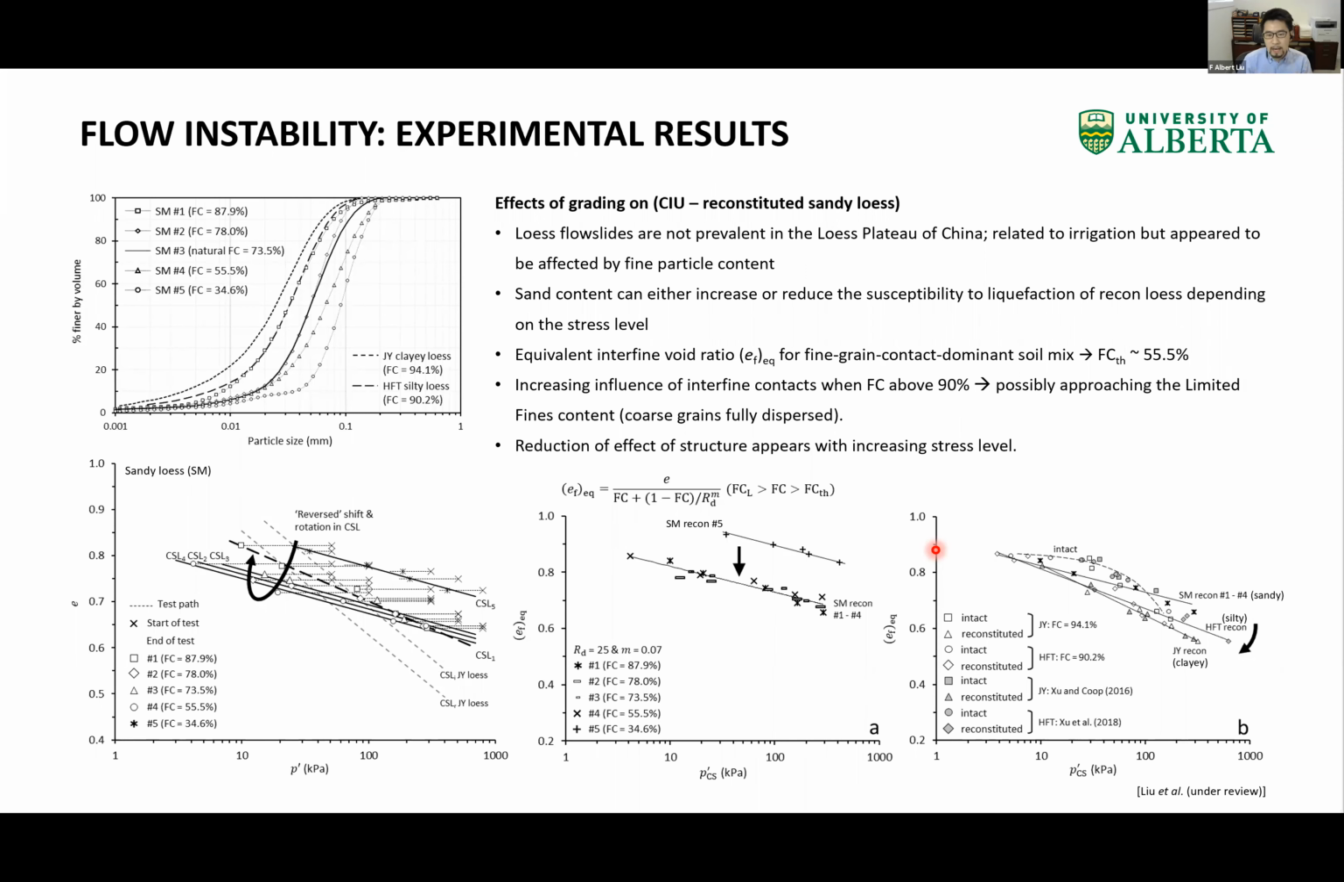And also, if you put an intact soil here, that gives you the reduction of the effective stress as you are increasing the stress level. And because of this, you can see this convergent trend for the intact to the reconstituted state.